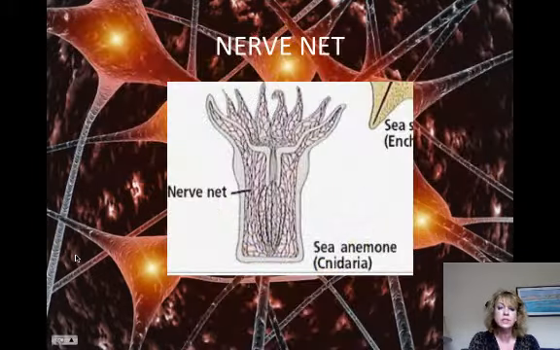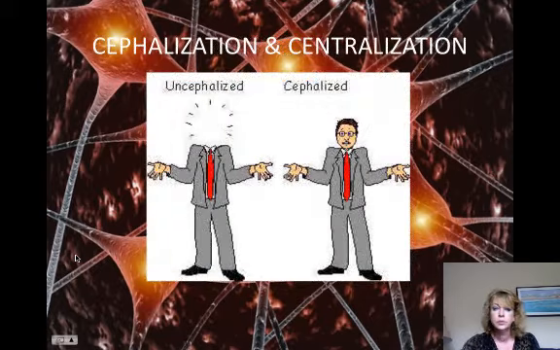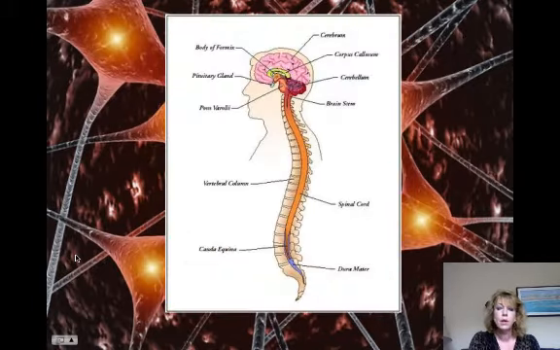There are different types of nervous systems. Simple nerve net is found in things like cnidarians, and it is the simplest type of nervous system. It's really just a web of neurons, and it has no brain. Cephalization is the concentration of the nervous system in the head, and centralization is the presence of the CNS and the PNS. Vertebrates are highly cephalized and centralized. The spinal cord receives the information from the peripheral nervous system, and the brain acts as the master control center.